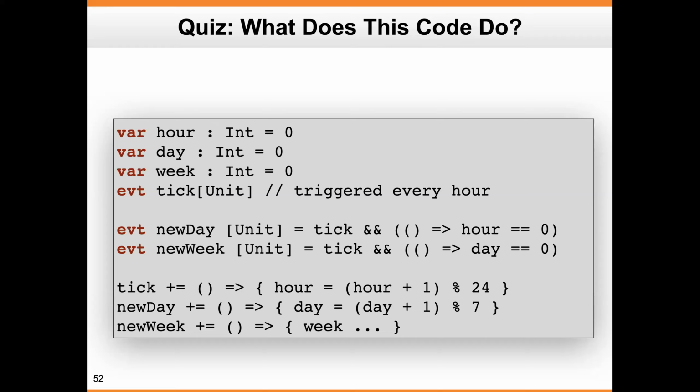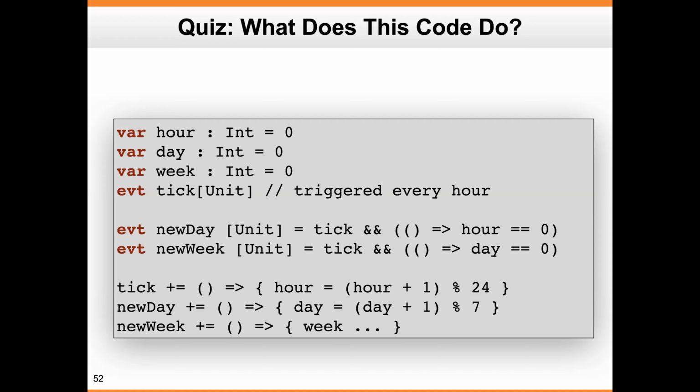So we first define 3 variables: hour, day, week. All of them have the type int and are initialized with 0. Then we declare a value of type event. That's why I said it's a pseudo Scala. It's a Scala that has support for first-class events. The event tick exposes values of type unit, so void.